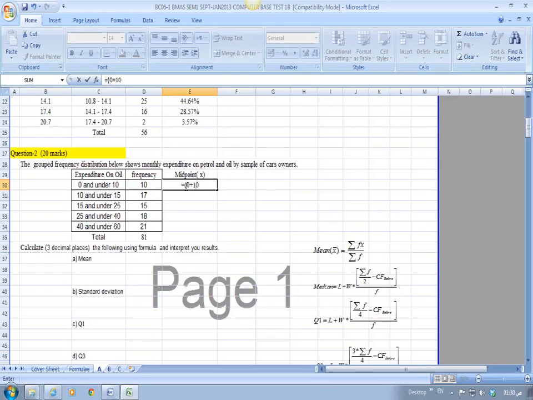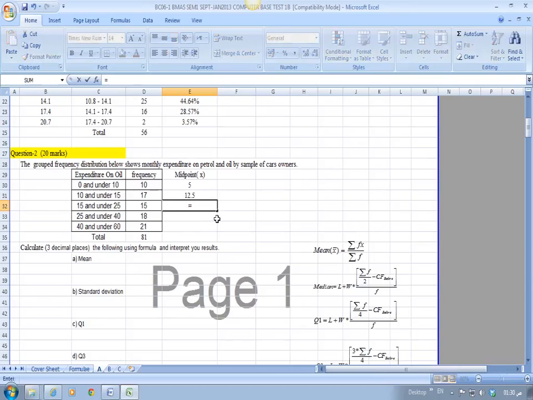plus 10 close the bracket divide by 2, and then the next one is equal, bracket, 10 plus 15 close the bracket divide by 2. And you see here, the midpoint is always a value between the two limits of the class. Between 0 and 10 is 5, and between 10 and 15, 12.5 is in between. So make sure that you check whether your value is in between or not.